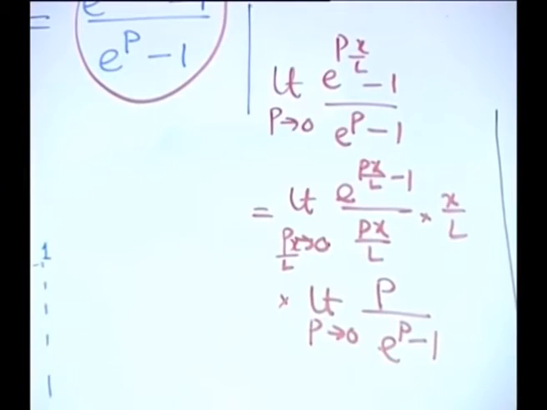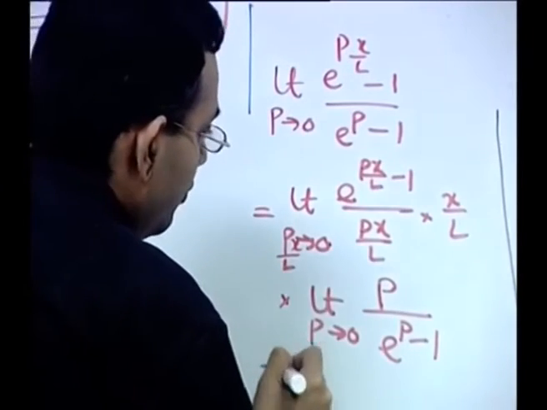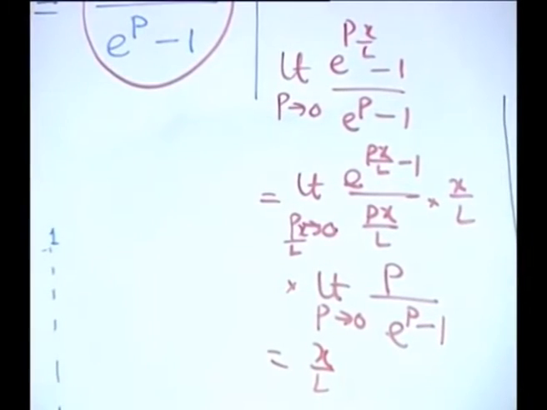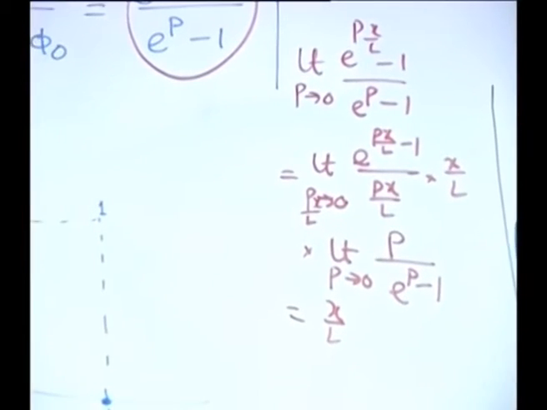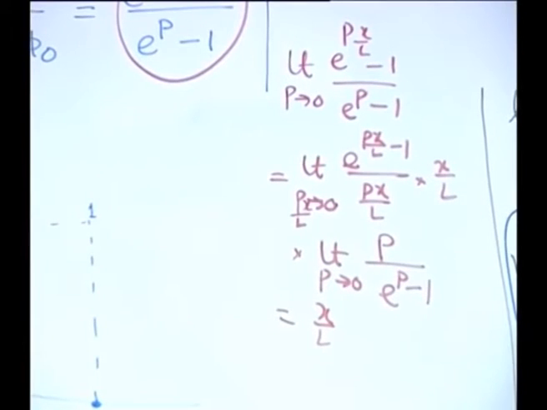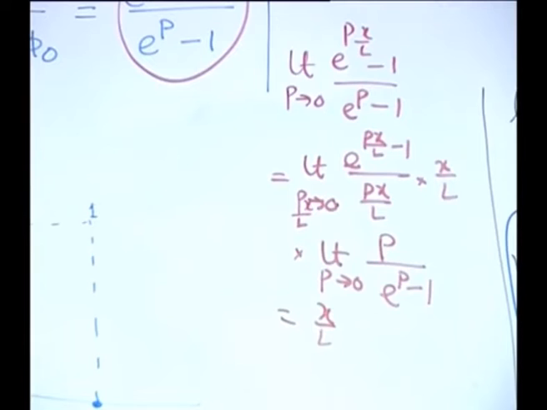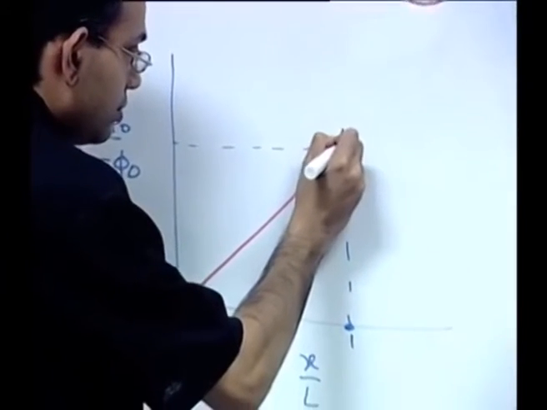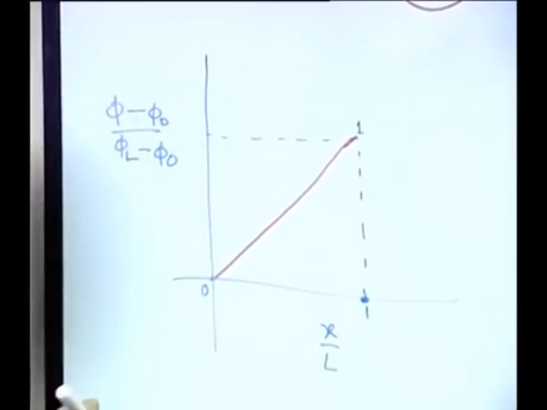The first limit will give x by L and the second limit will give 1. So, when p tends to 0, theta, that is (phi minus phi 0) by (phi L minus phi 0), is equal to x by L. So, it is a straight line passing through the origin. This is p equal to 0.